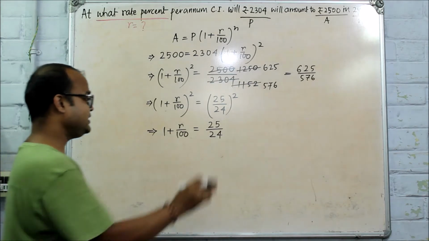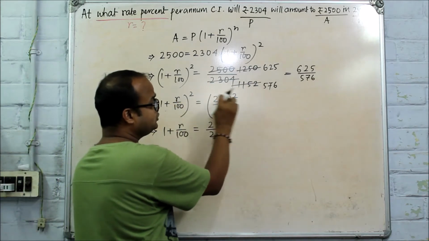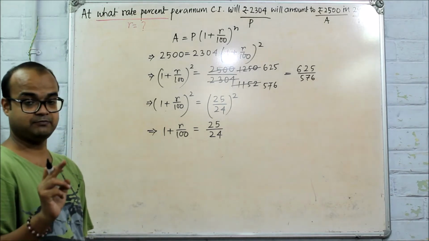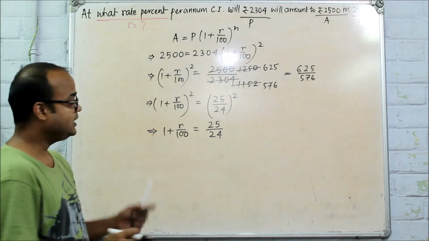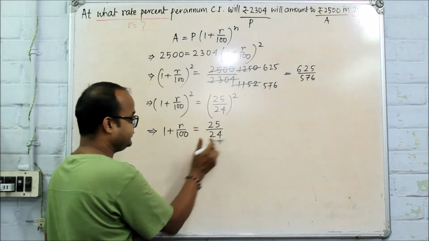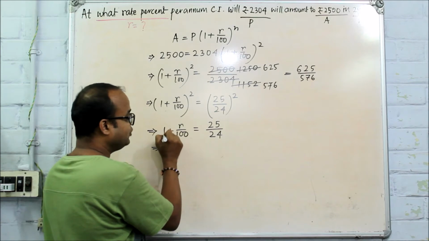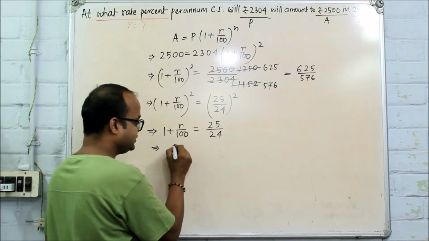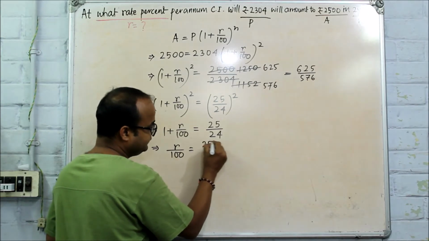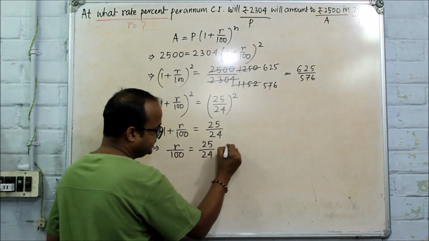Now one question may arise, can both powers be the same? Yes, it should be the same. Then only you can compare and then you can write 1 plus R by 100 is equal to 25 by 24. So now we will take 1 to the other side, so it will be minus 1. So R by 100 is equal to 25 by 24 minus 1.